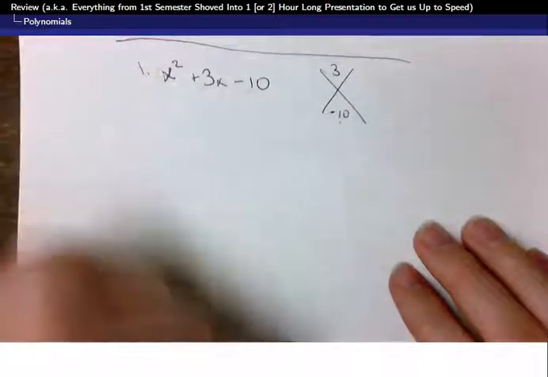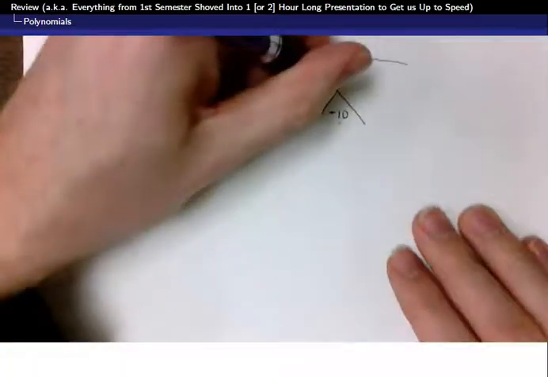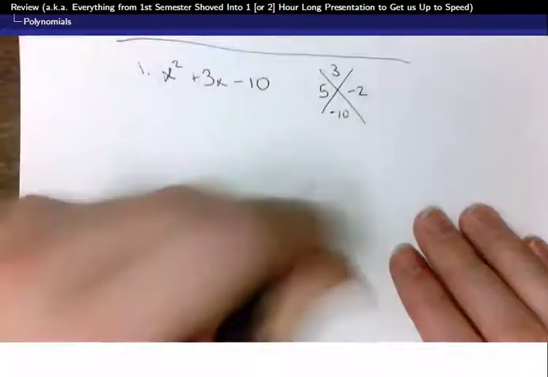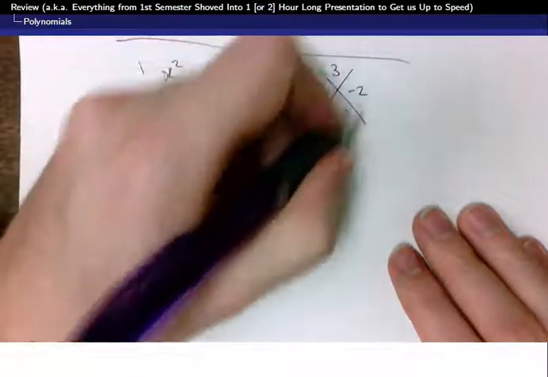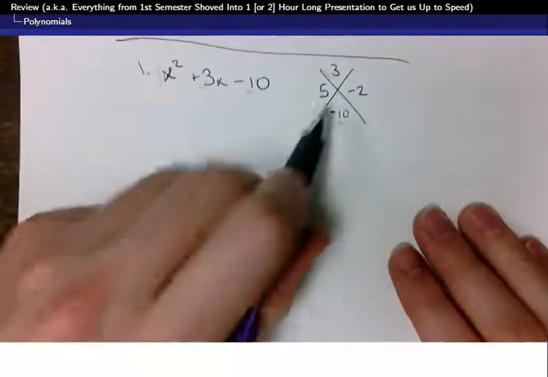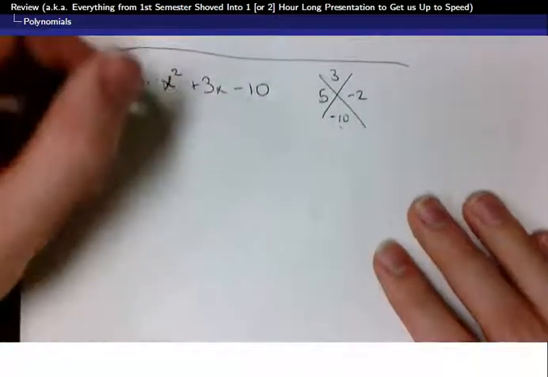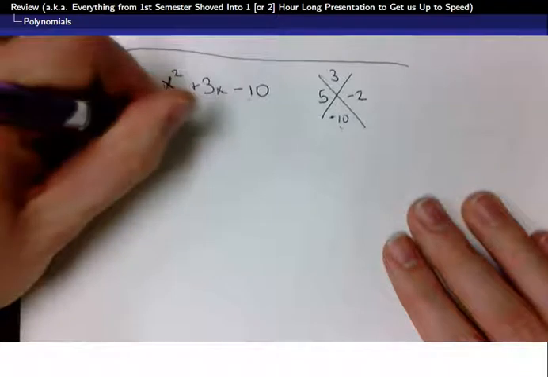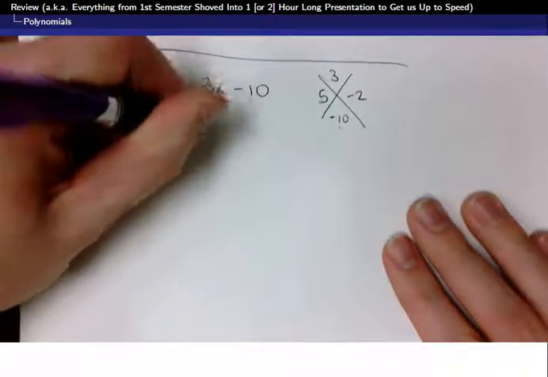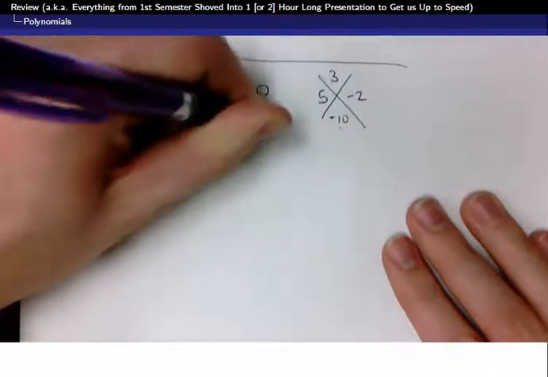Alright, so in this case it looks like we're looking at 5 and -2. Because if I take 5 times -2, I end up with the -10 there. And similarly, 5 plus the -2 gets me +3 there. So to factor this, I'm just going to say x plus 5, and then x minus 2.